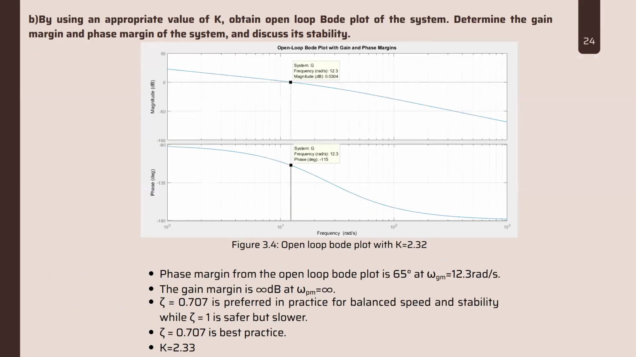Next, we proceed with K equal to 2.3, where zeta is equal to 0.707, which is preferred in practice for balancing speed and stability, compared to zeta equal to 1, which is slower. From the Bode plot, we get a phase margin of positive 65 degrees at omega GM 12.3 radian per second, and the gain margin is infinity dB at omega PM infinity. So this is the best K value for the open loop Bode plot. Next.